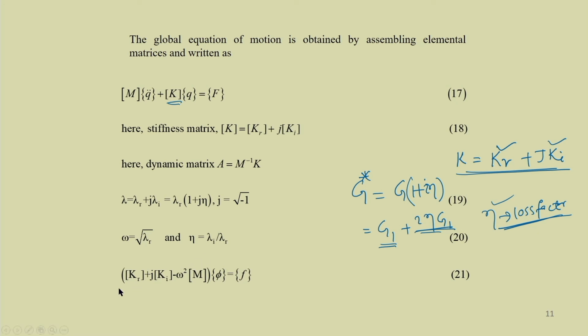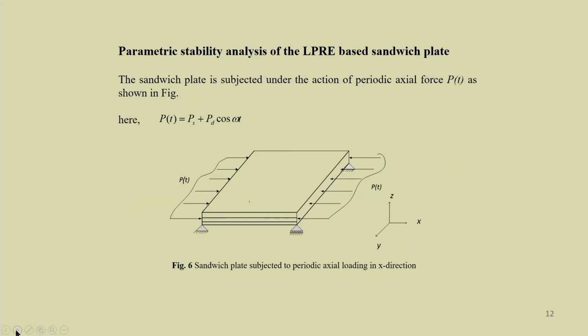This equation can be written in this form also: (Kr plus j Ki minus omega square M) phi equal to f. This way also one can write this equation, and by using an iterative solver one can find this omega, or one can find the eigenvalues of this A matrix, and from that the frequency and loss factor can be obtained.